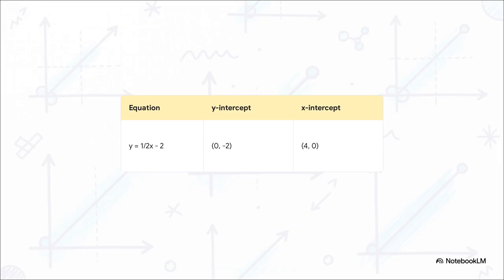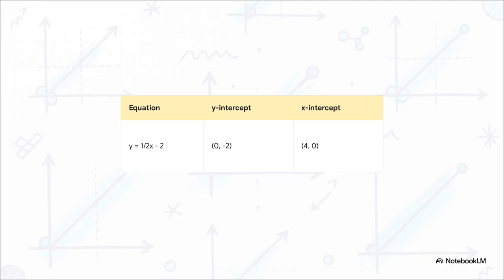All right, let's look at example 3. Now they're throwing a fraction at us, but do not let that intimidate you. The exact same checkpoint rules apply perfectly. Our equation is y equals 1/2 x minus 2. So set x to 0, 1/2 times 0 is 0, y equals negative 2. Our y-intercept is (0, -2).